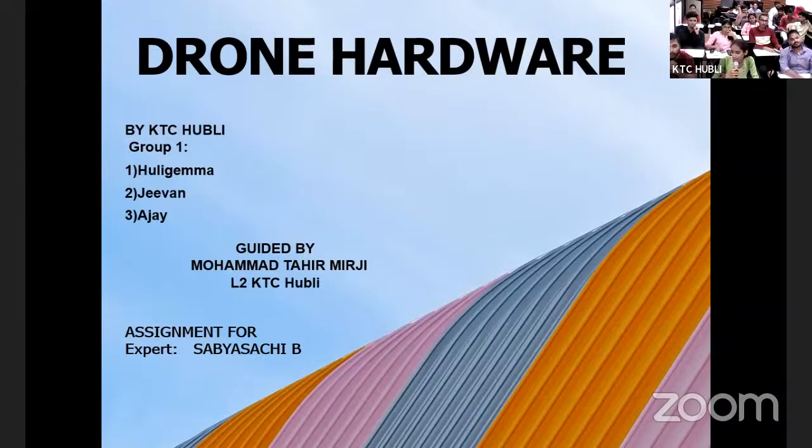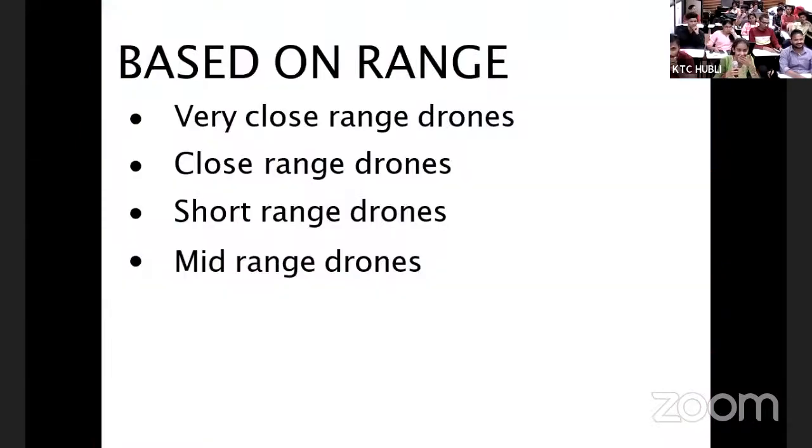Good afternoon, sir. Good afternoon, everyone. I am Miriamma. My team members are Jeevan and Ajay, and our presentation is on drone hardware, guided by Mohammad Taid Miraj, sir, L2 KTC, Hubli. Drones are called unmanned aircraft systems. Drones can be controlled remotely.